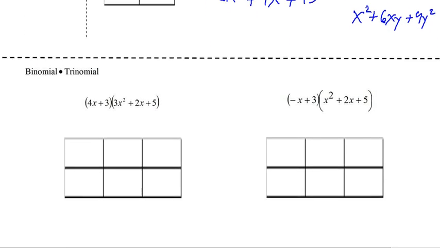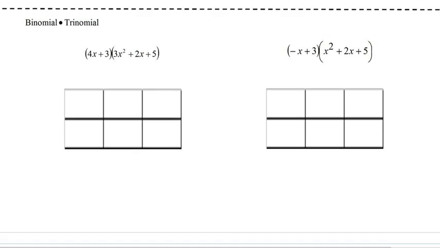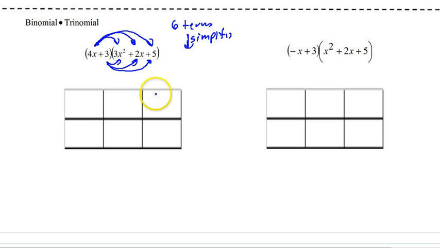Alright, next part. This is a binomial and a trinomial. So I'm putting the box method up there because if you are using FOIL, you just have to remember that it's the same distributing method as before. You just have one extra number here. So that means you're going to have 2 by 3. You're going to have a total of 6 terms. And then you simplify. Alright? So the box method again will keep it organized.